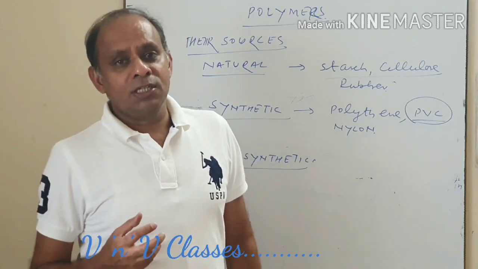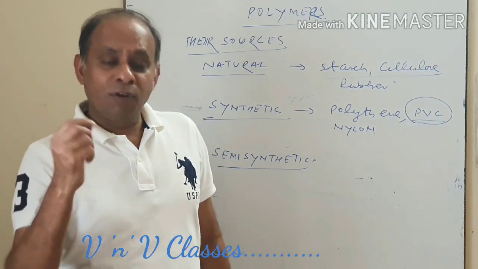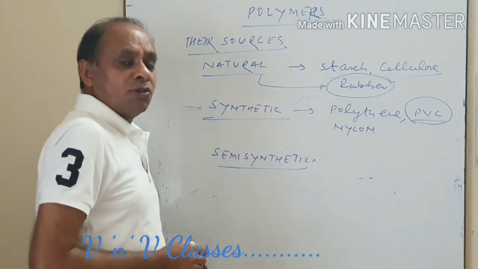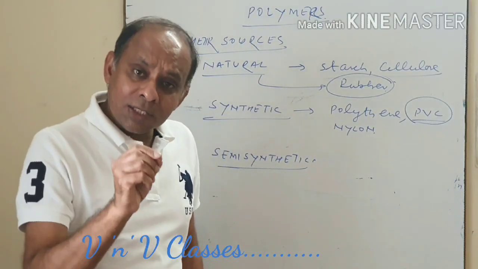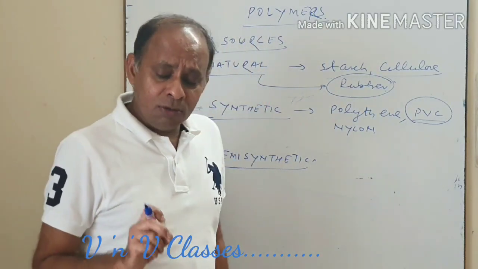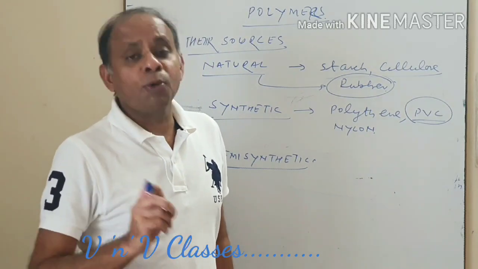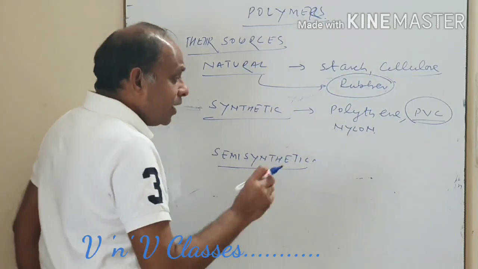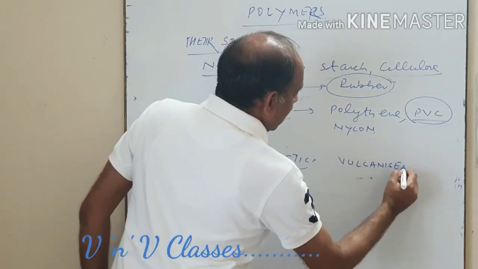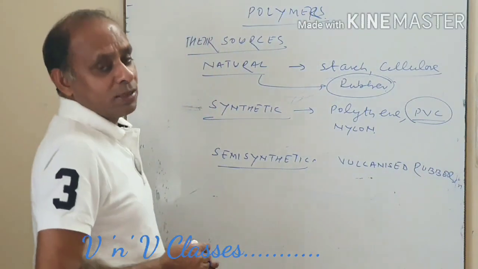by certain chemical changes their properties are improved. They are converted into a better polymer. For example, this is natural rubber, which we get from nature. But when this rubber is vulcanized, in short, this natural rubber is heated with sulfur just to improve its properties. So when this rubber is heated with sulfur, you get vulcanized rubber. Now this vulcanized rubber is known as semi-synthetic rubber.